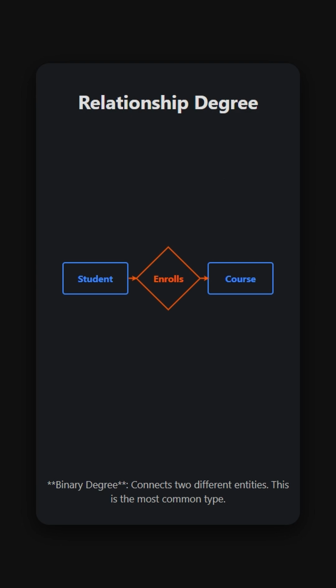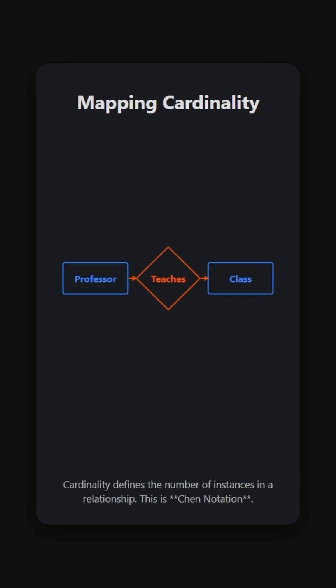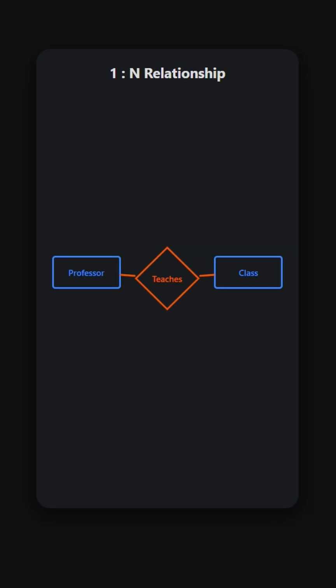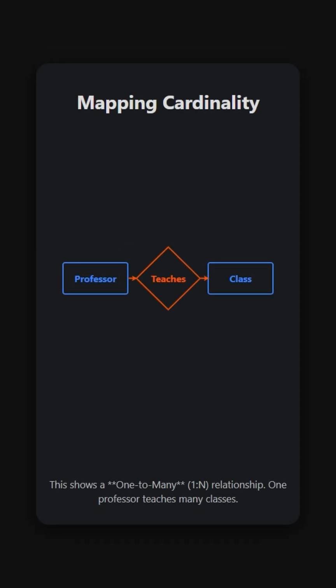Cardinality defines the rules of the relationship, specifically how many instances of each entity can be involved. In classic Chen notation, we use numbers and letters. Here, the 1 and n show a one-to-many relationship. One professor can teach many classes. Another popular way to show this is with crow's foot notation. The three-pronged foot on the line also indicates many. It's often easier to read at a glance.